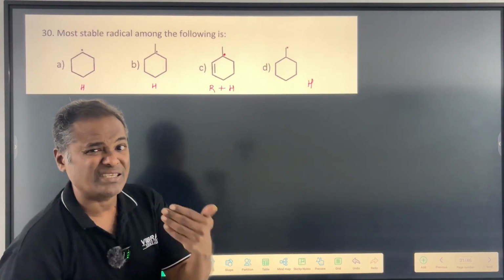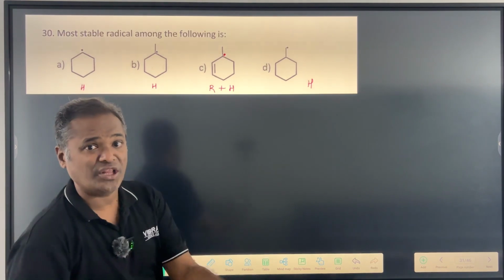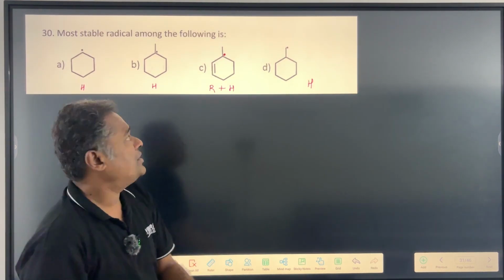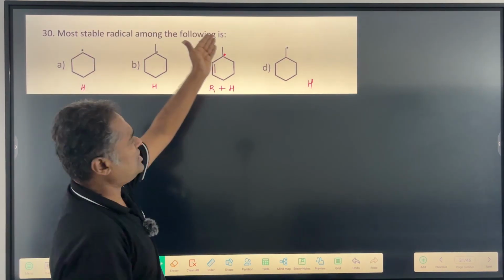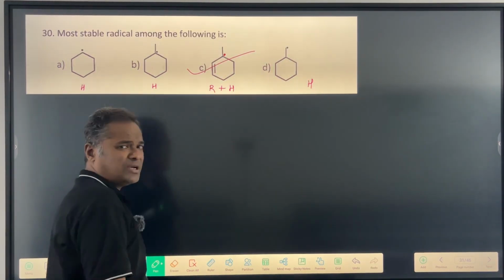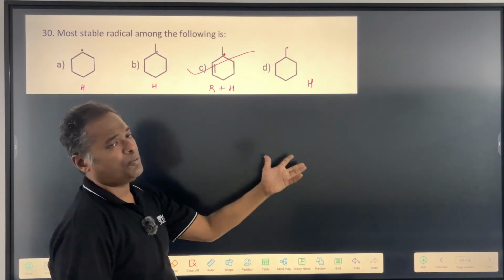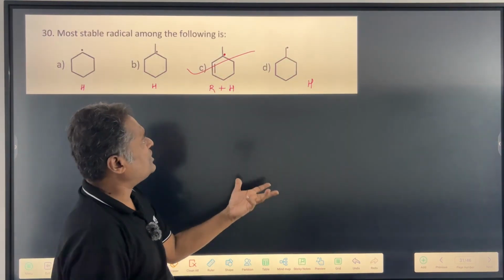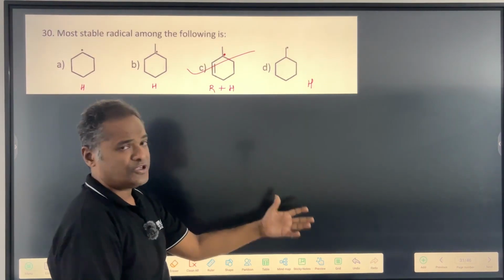I think out of this it is very clear that wherever there is a resonance involved, it brings about a stability in the molecule or in the ion or in the radical. The question asked is the most stable free radical. I think the most stable free radical is over here. Is it clear? So I think this should not be a difficult question for you. Let's proceed with the next question, child.